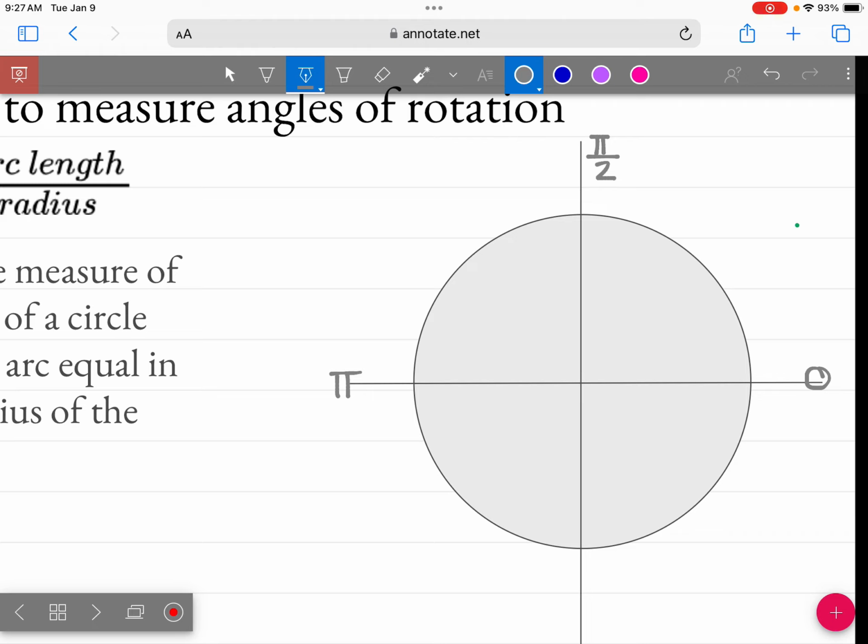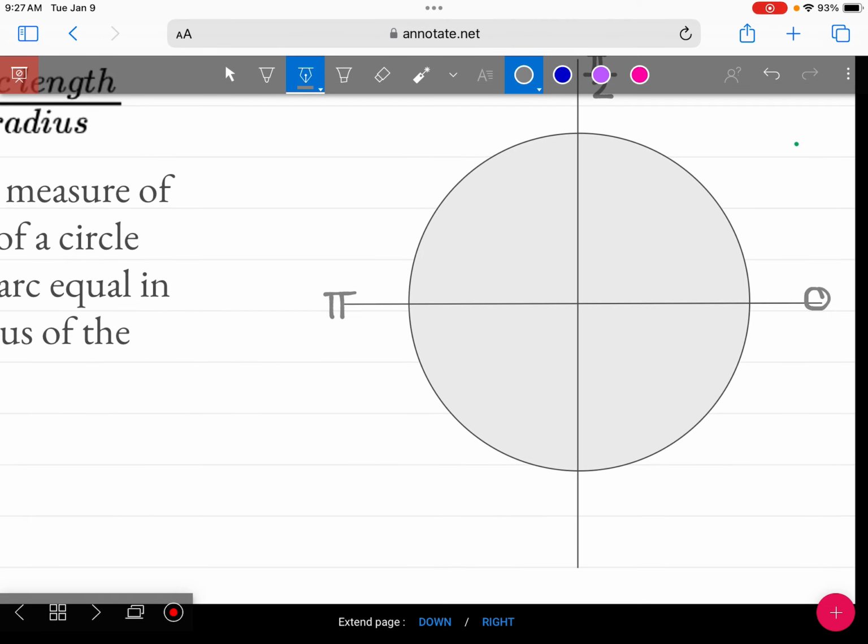So what can I do to label the bottom one? Down here. Not quite pi over 3. Not quite. I see where we're thinking, but you flipped it in your head, because pi over 2 is on the top.